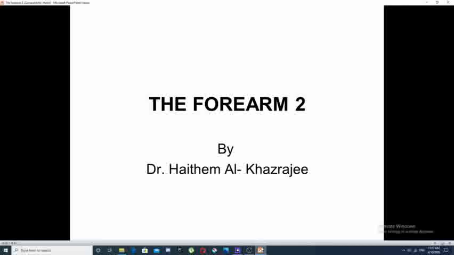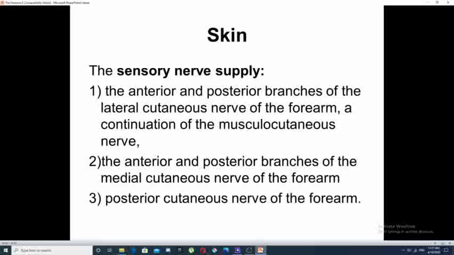Today we will continue our discussion about the anatomy of the forearm, part 2. To start with, we will study the forearm from the skin downward.